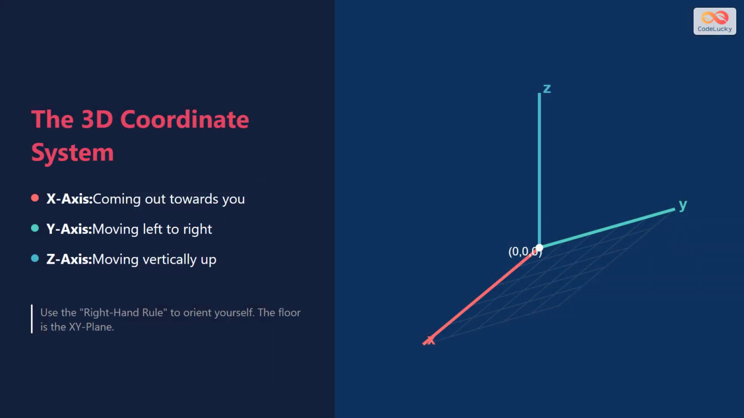To map this, we need a 3D coordinate system. We have three axes. The red x-axis typically points out towards you. The green y-axis runs left to right, and the blue z-axis runs vertically. You can imagine the x and y-axes forming a flat floor, while the z-axis represents height above or below that floor.